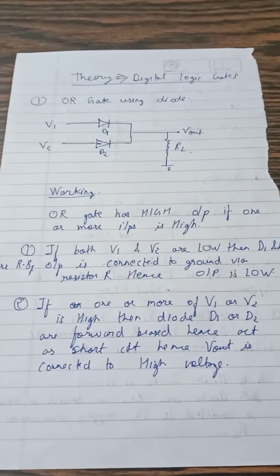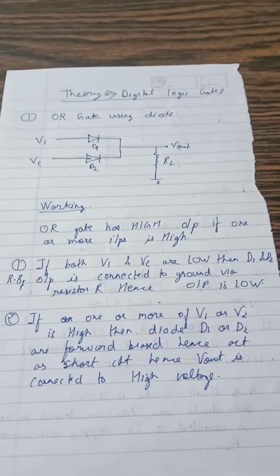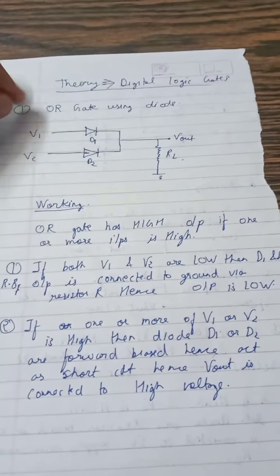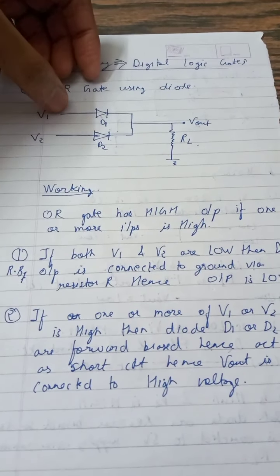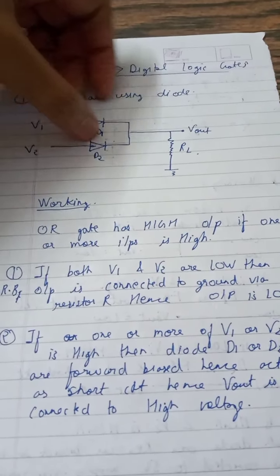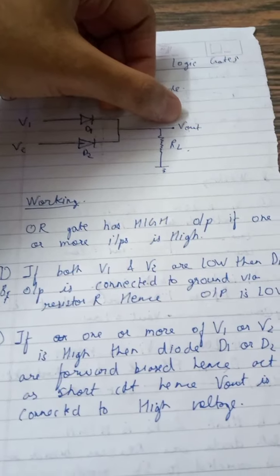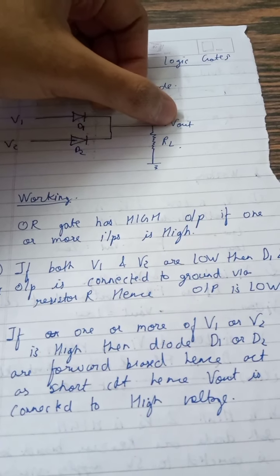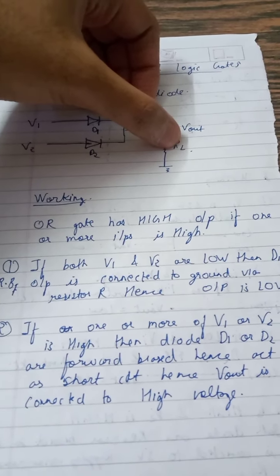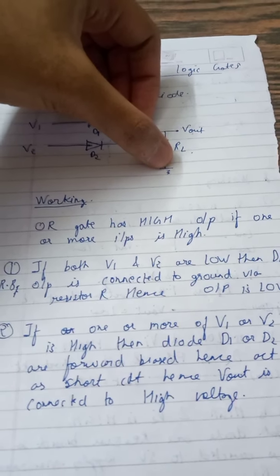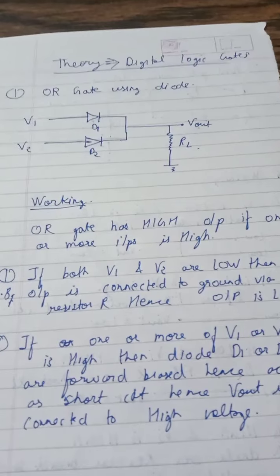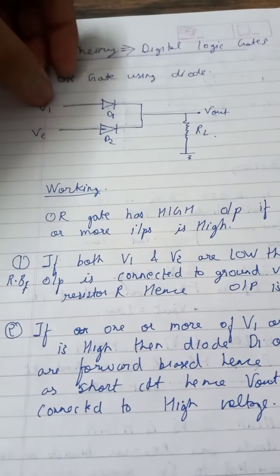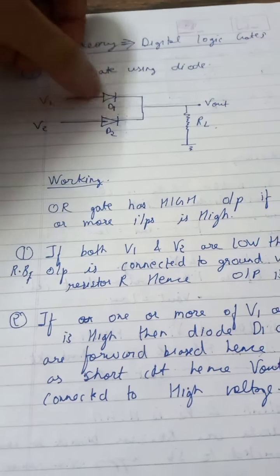In this video, we will discuss working of OR gate using diodes. So we have two diodes D1 and D2, and two voltages V1 and V2 are connected to these diodes D1 and D2. This is the output voltage V out. This is load resistor RL, and it is connected to ground. So this is a two input OR gate because we have two inputs V1 and V2 and two diodes.